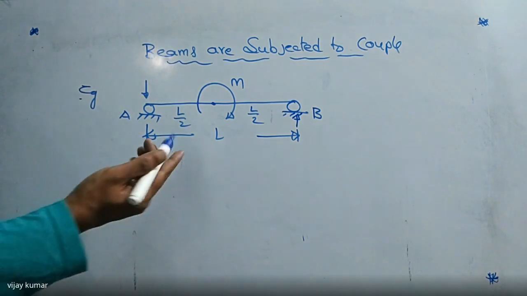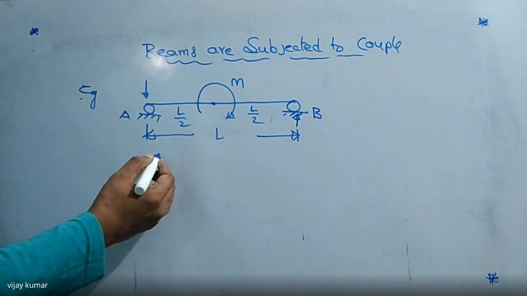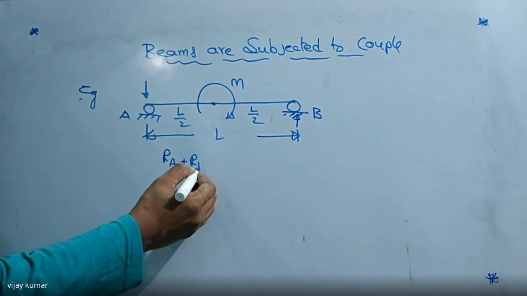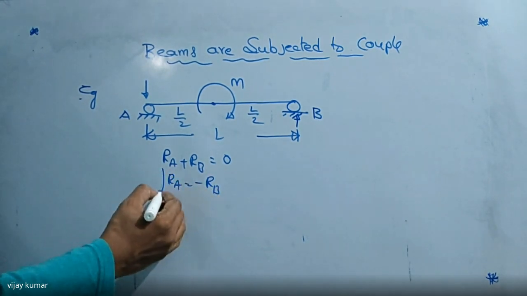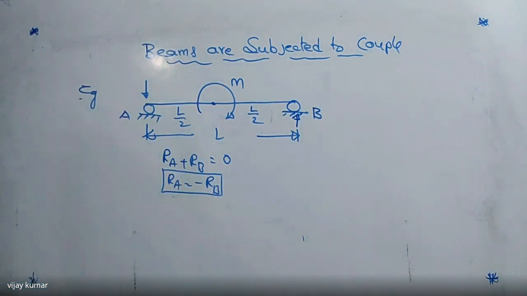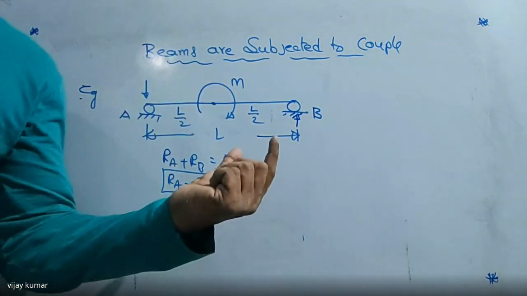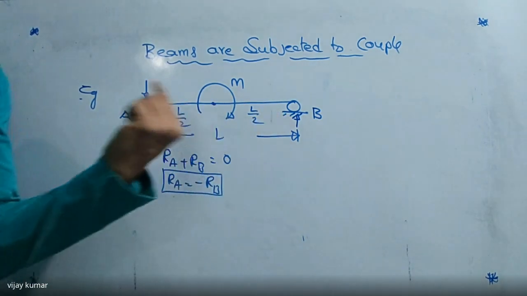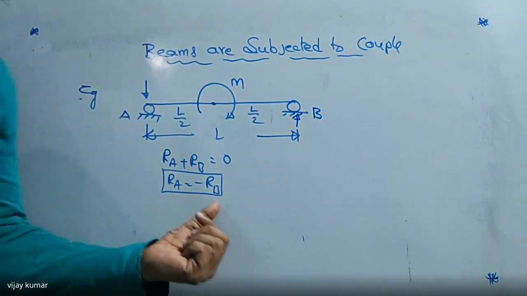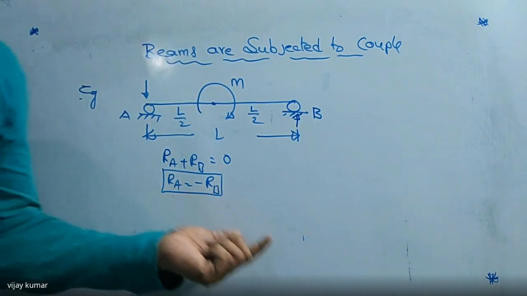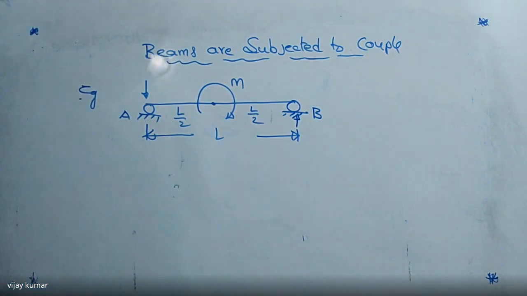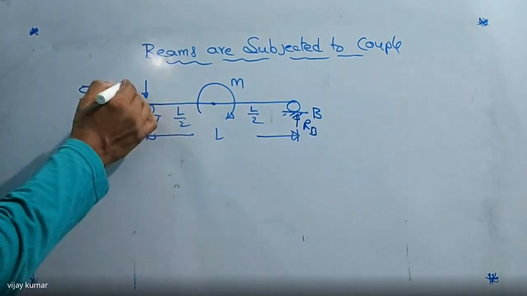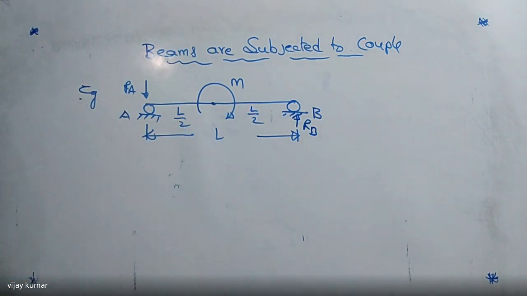Otherwise, we can take it like this also. If you don't know the direction, directly we can write RA plus RB is equal to 0, and RA is equal to minus RB. That means one is positive and one is negative. Why? Because there is no vertical load here. Now we don't know the sign convention here, so we can take RA positive and RB negative, or RB positive and RA negative. Now I know the directions here. RB must be in upward direction and RA must be in downward direction. These are the directions of reactions.